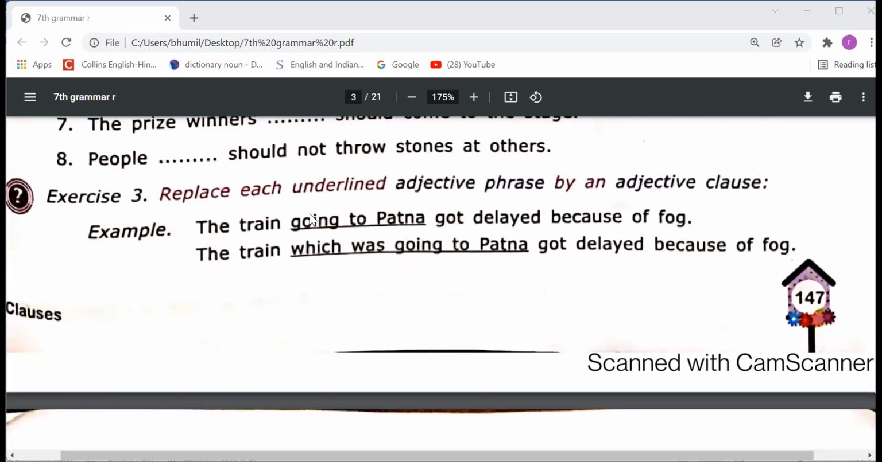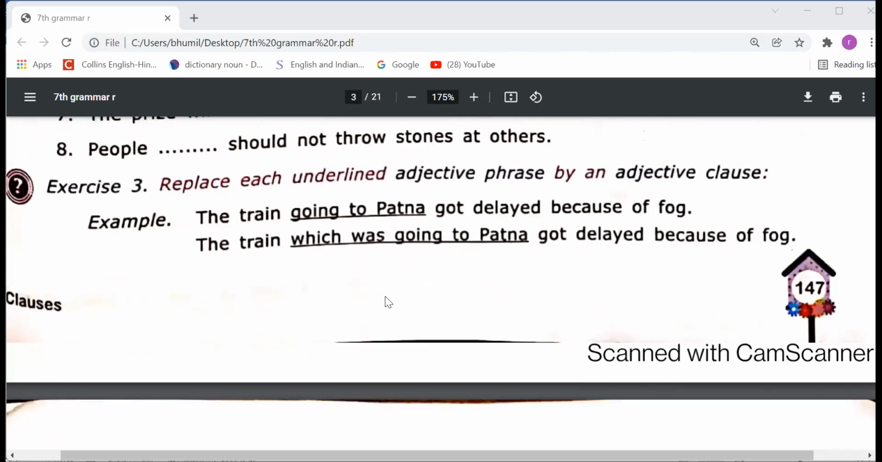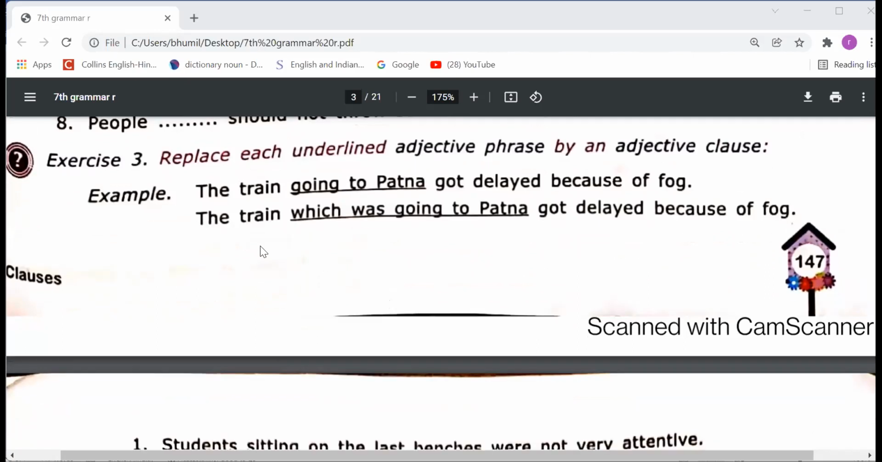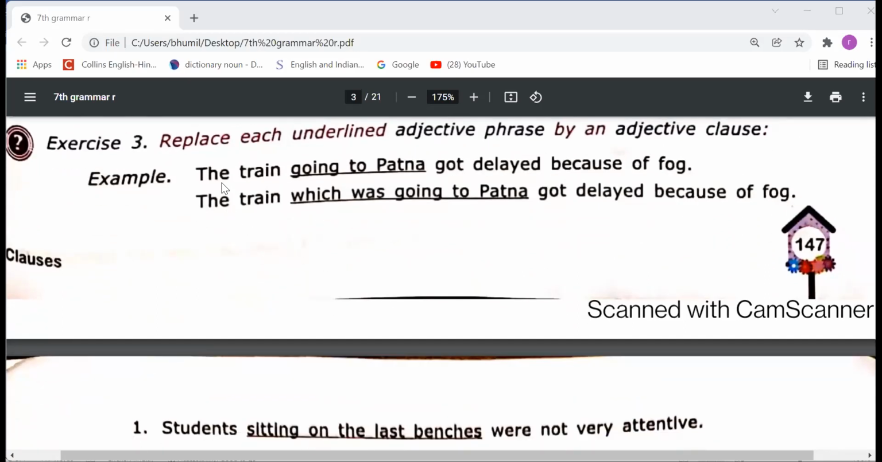Now come on the third exercise. Replace each underlined adjective phrase by an adjective clause, right? So these are the adjective phrases. So we have to remove these adjective phrases and we have to fill here the adjective clauses, right? First example has been done for your understanding. Our sentence is that the train going to Patna got delayed because of fog.